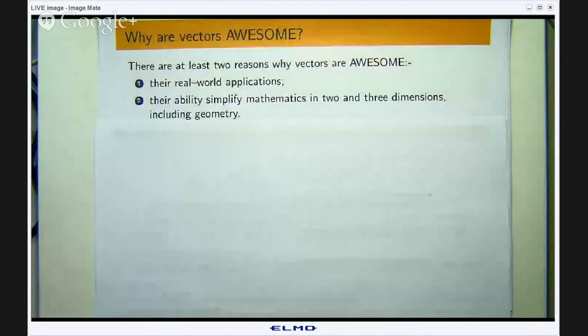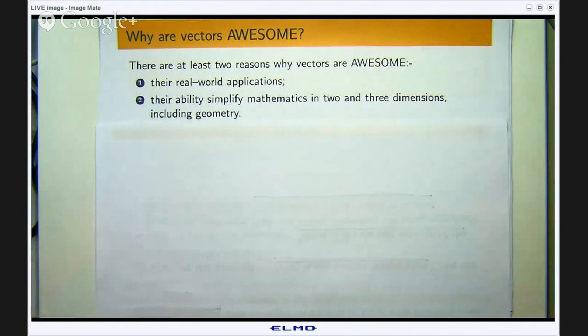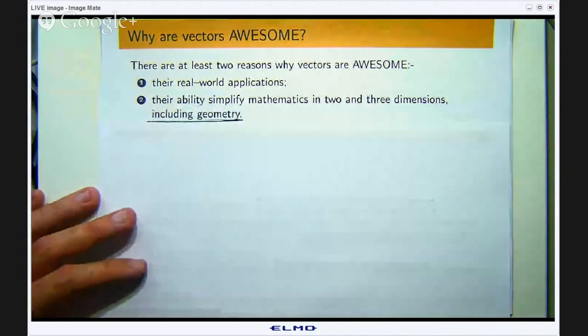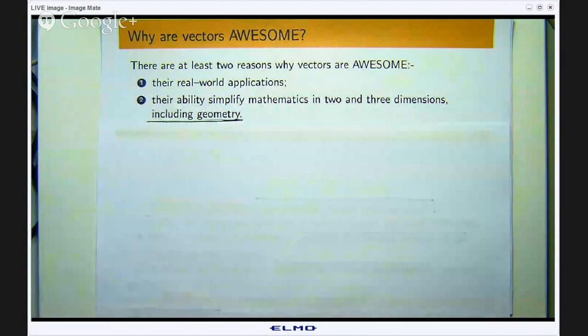Now, as I'm hinting at here, there are two reasons why vectors are awesome. Firstly, their applications. They give us a framework to model and describe lots of things around us, especially in physics, for example, where we're modeling forces, and engineering too. The second reason why vectors are awesome is because they have the ability to simplify mathematics in 2 and 3 and higher dimensions, including geometry. And we'll look at a little bit of vector geometry later in this presentation when I do an example.